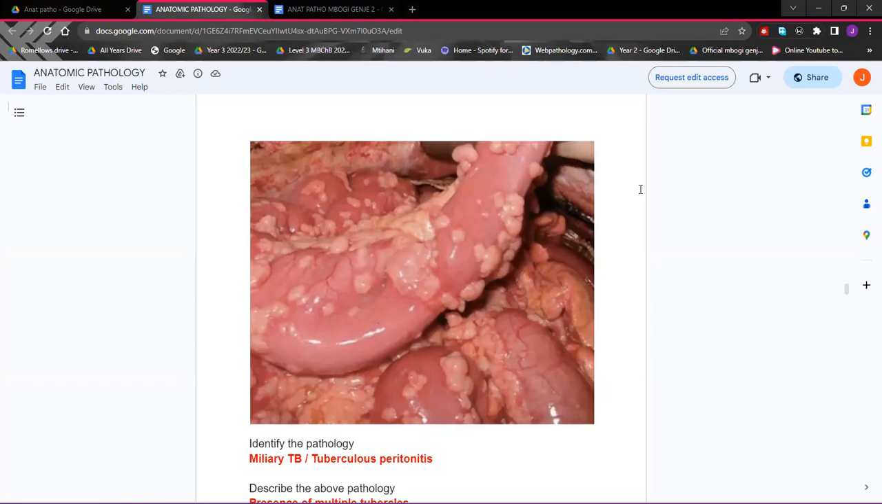Now, what are some of the features that you'll expect, or some of the clinical signs that you'll expect a patient with tuberculous peritonitis to have? Let's put our responses in the chat. How will a patient with tuberculous peritonitis present? What are some of the clinical features of this pathology?